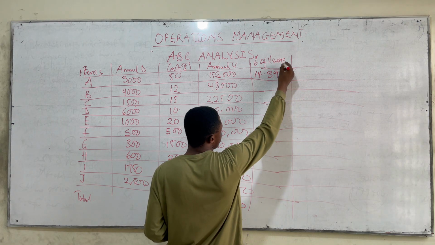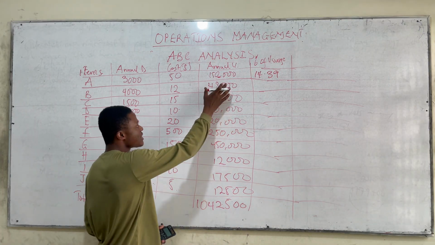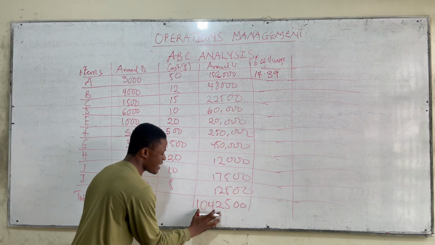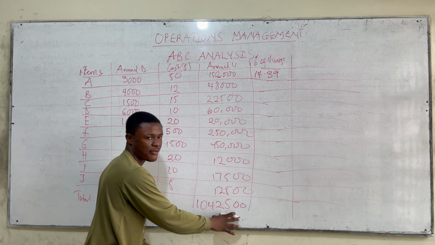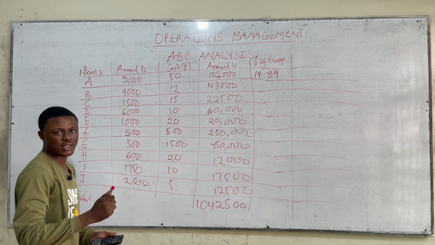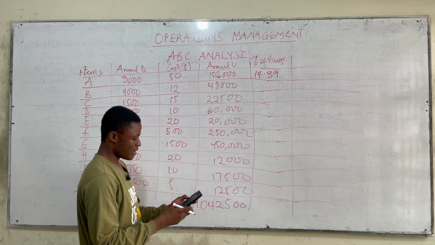Hope you are getting it. This one is in percentage, so there's no need for me to bring the percentage sign here. You are going to do that for each item. You bring this figure, 48,000, divided by 1,042,500, multiplied by 100. You get the percentage usage for item B. Are we good? Great.